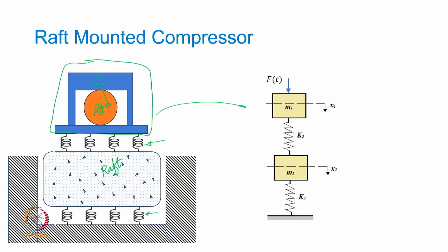In that we are considering only 1 degree of freedom per mass. That means the compressor is simply moving up and down, whereas in reality it may have some kind of a pitching mode as well. But for the sake of some of the important response features and characteristics, let us stick to only 1 degree of freedom per mass. And so this is the compressor mass, which is having a degree of freedom x1, and the raft is m2, it has a degree of freedom x2, and that's how we model this practical system.